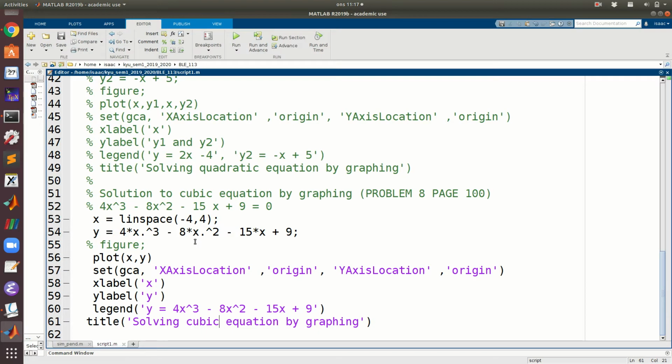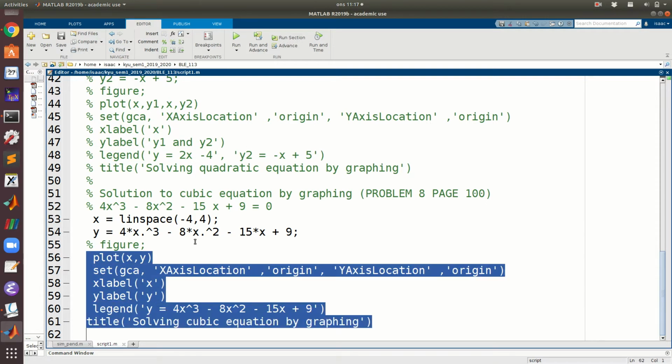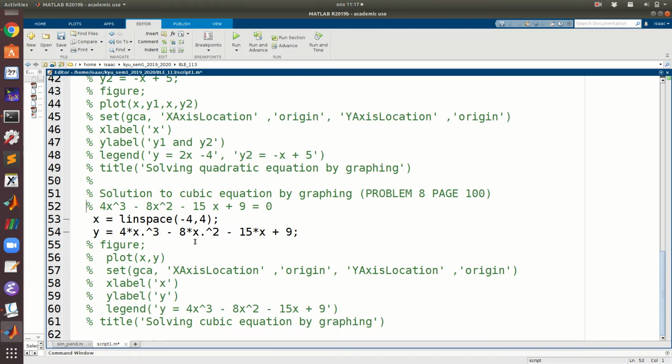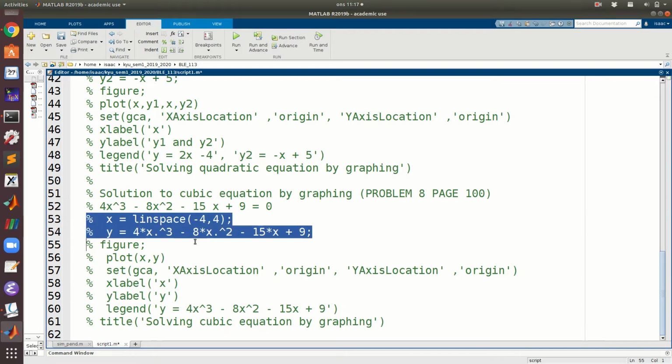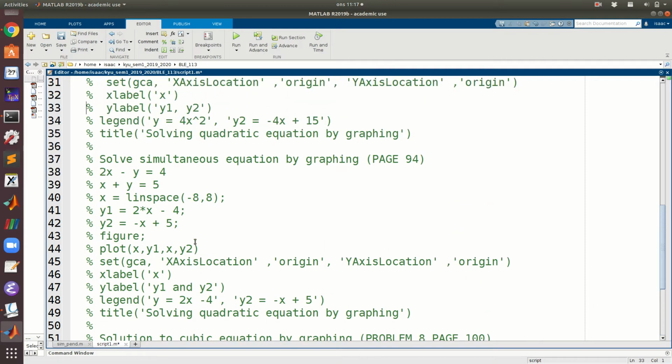So we are going to comment this, and we look at lastly the solution to our, not quadratic equation, rather simultaneous equation. So we'd like to solve our simultaneous equation here by graphing, and you know that the simultaneous equation, if it is linear, it's just the point of intersection of the two lines. So the first equation is 2x minus y equals 4, and the second equation is x plus y equals 5.